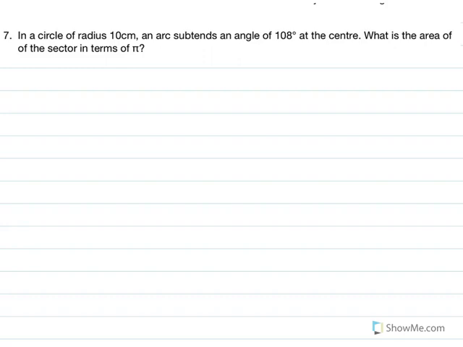In a circle of radius 10 centimeter, so we have radius 10 centimeter and the arc subtends 108 degrees, so theta is 108 degrees at the center. What is the area of the sector in terms of pi?